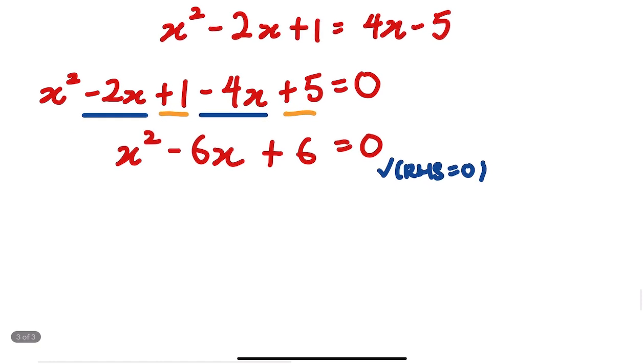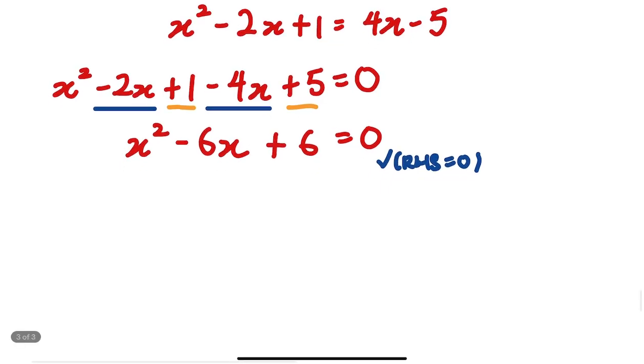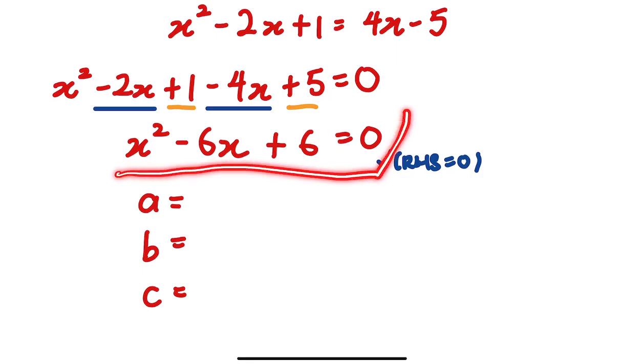So now once I've done that, the next step to solve this quadratic equation is to apply the quadratic formula. Before that, sorry, we must first identify your A, B, and C. So A is equal to, B equals to, C equals to. Then you look at your quadratic expression here and identify what your A, B, and C are.